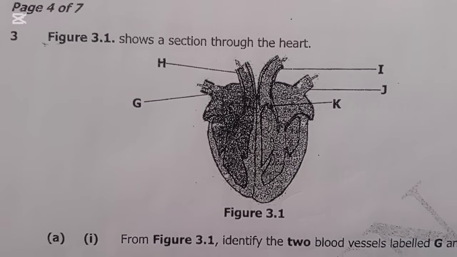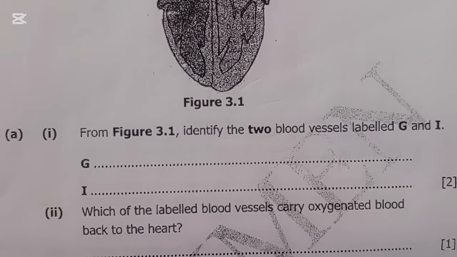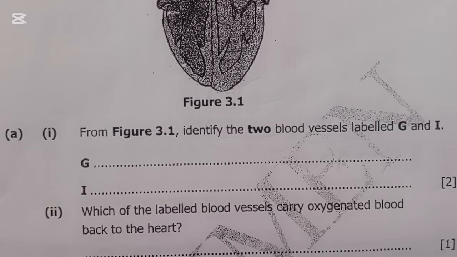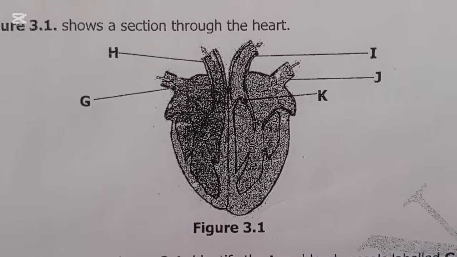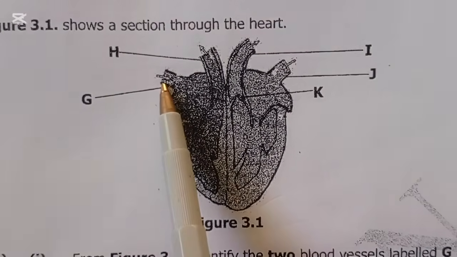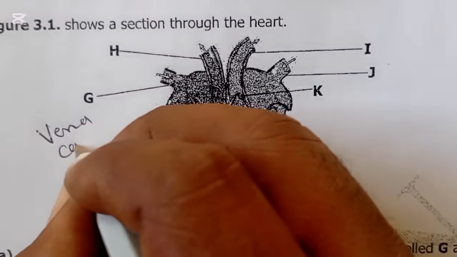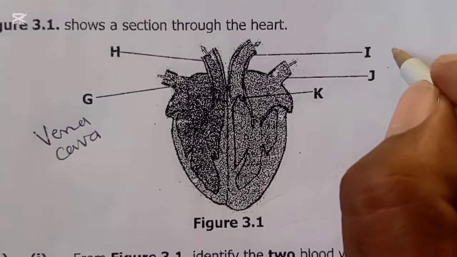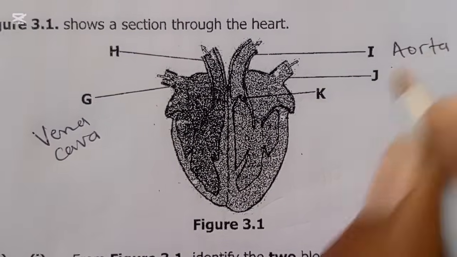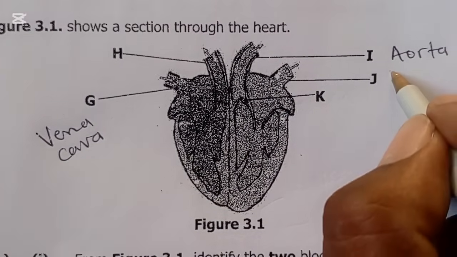Number 3. Figure 3.1 shows a section through the heart. A1. From the figure, identify the two blood vessels labeled G and I. So G, this is the vena cava. I, this is the aorta. You can also identify J, which is the pulmonary vein.